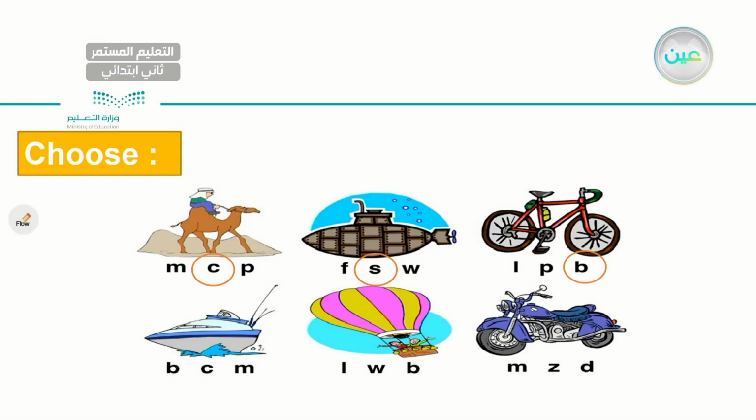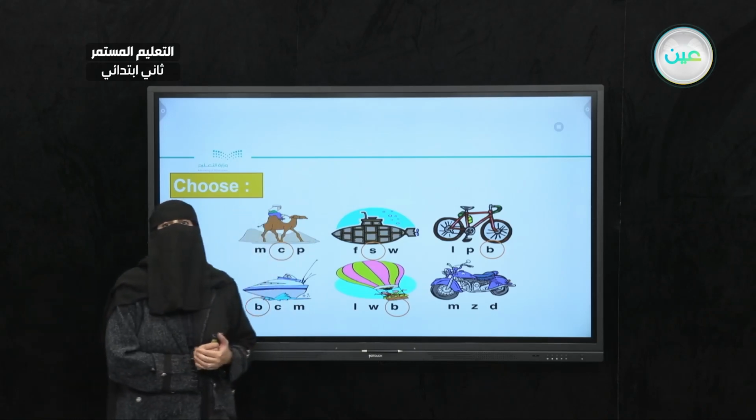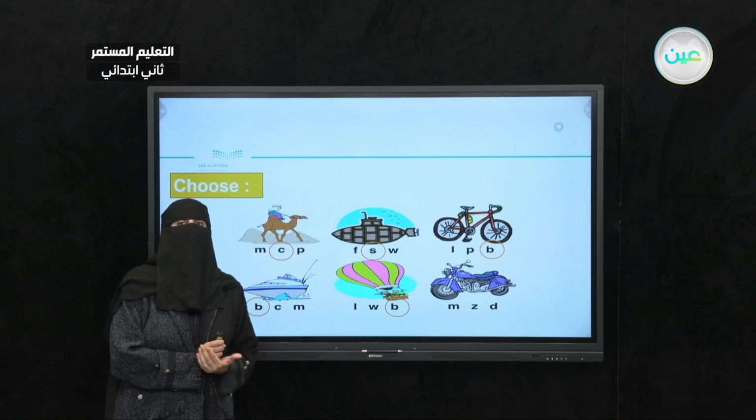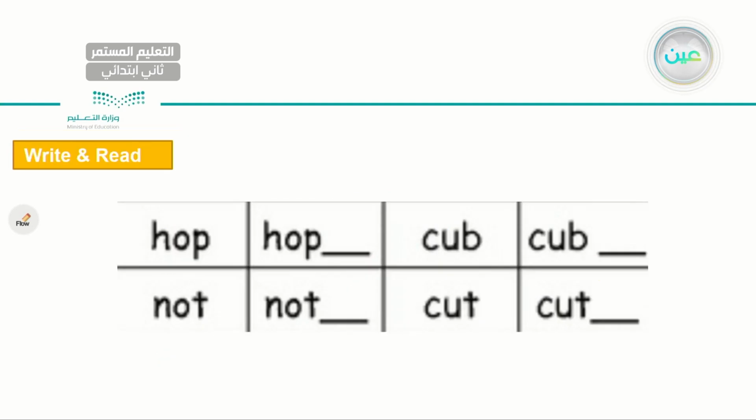Now let's go to the next line. I have a boat. A boat. Boat starts with a B. Very good. Next one. What do you think? I have a balloon. A balloon starts with a B. Very good. The last picture here, I have a motorbike. A motorbike starts with, what do you think? Shall we pick M, Z, or D? A motorbike starts with an M. Very good, my dear student.